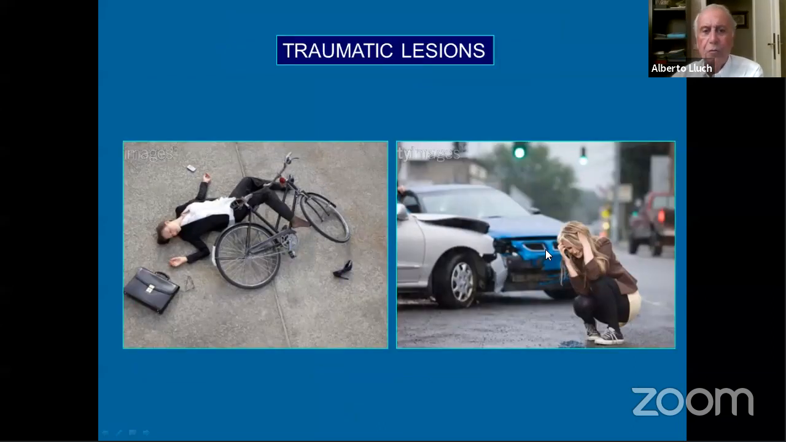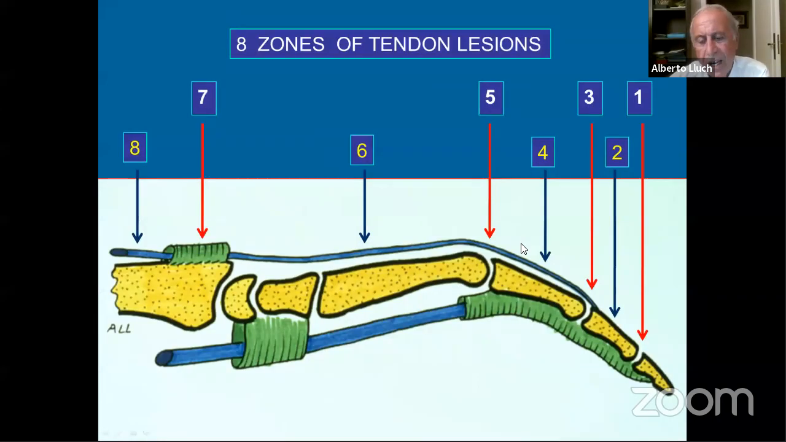First, we'll look at the traumatic lesions. Traumatic lesions are quite simple to diagnose and to treat, really, unless they are chronic lesions. And they are classified by zones. There are 8 zones: 1, 3, 5, and 7 are the odd numbers, on top of the joints. So zone 1 is the DIP joint, zone 3 the PIP joint, zone 5 the MP joint, and zone 7 the extensor retinaculum and back of the wrist.